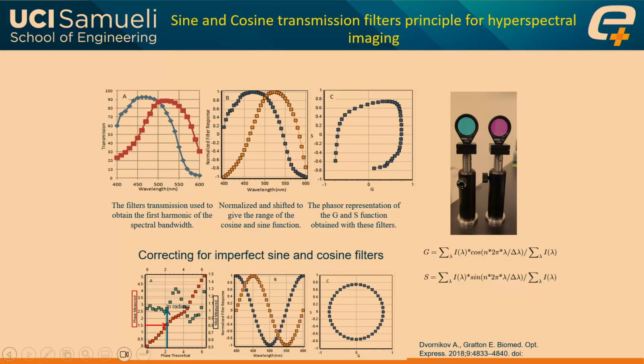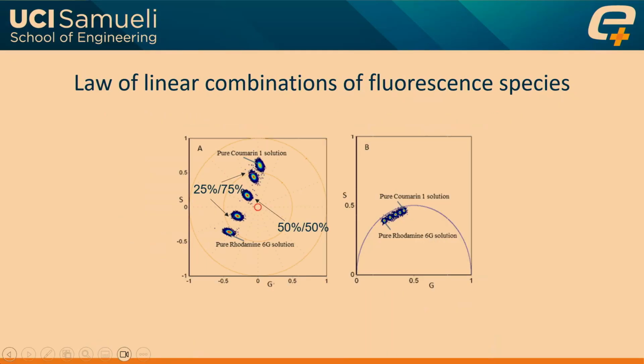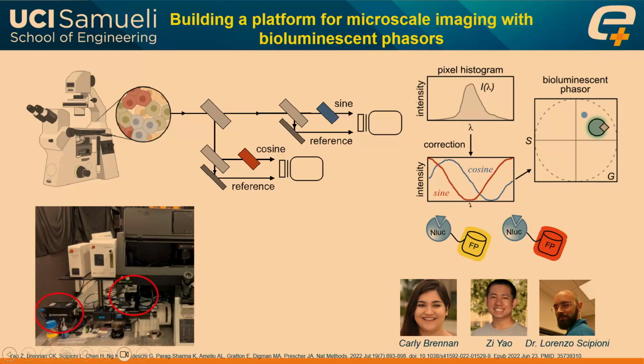And I'm not going to go into all the details. There's a lot of details here, but they use a monochromator here to measure the phaser wavelength emission, and you could see the separation of each one of these specific wavelengths of emission. You can also calculate the fractional contribution of two components. This is pure coumarin mixed with rhodamine 6G. At 50-50, they're purely halfway between the two axes.